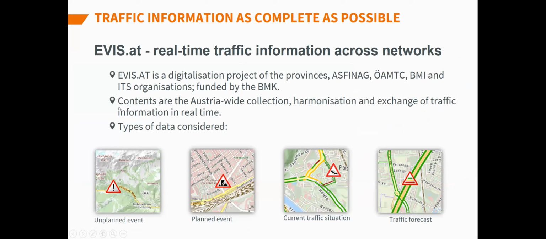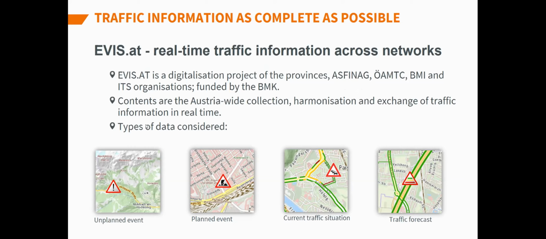And then we get to the information. Of course, the more complete your information on the traffic event is, the better. And so in Austria, we have the EVIS system. It is a real-time traffic information system where ASFINAG, but also ÖMTC and the ministry are involved. This is our approach to make the available information available as broadly as possible.